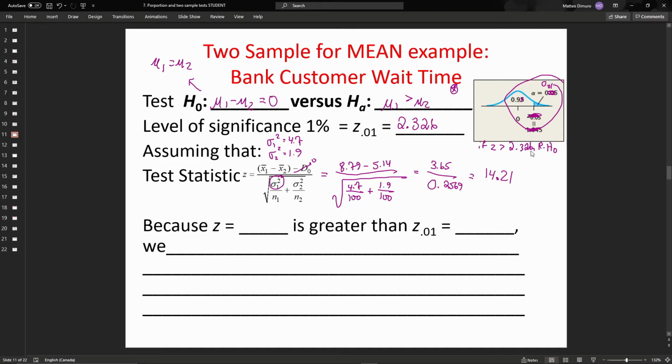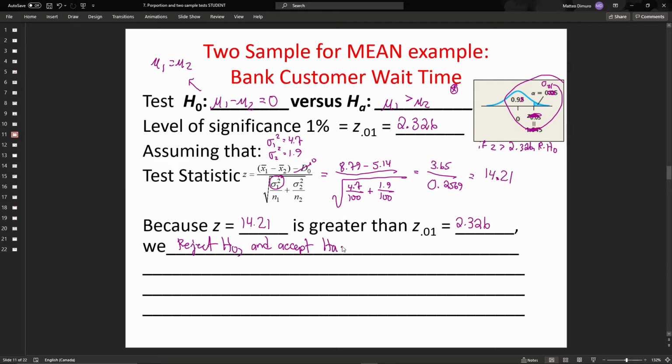Well, is 14.21 greater than 2.326? Yeah, it is. So since Z is 14.21, and that's greater than Z alpha equal to 2.326, what do we do? We reject H0 and accept HA.